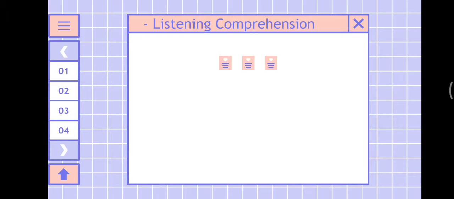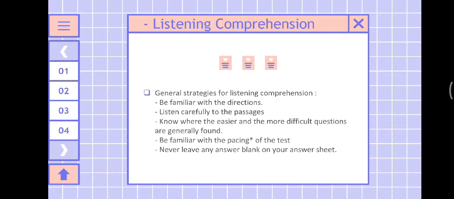Then, listening comprehension. General strategies for listening comprehension. Be familiar with the directions. Listen carefully to the passage. Know where the easier and the more difficult questions are generally found. Be familiar with the pacing of the test. And the last one, never leave any answer blank on your answer sheet.